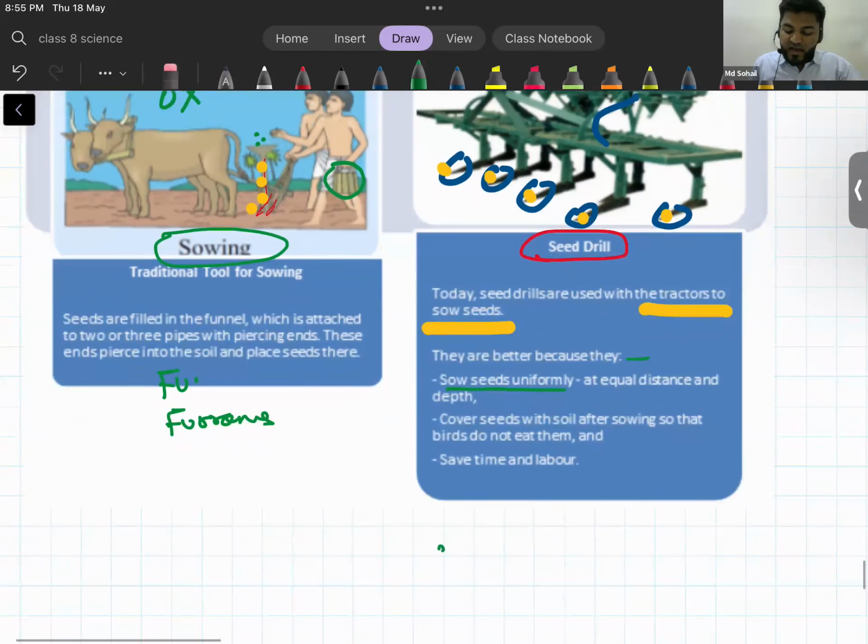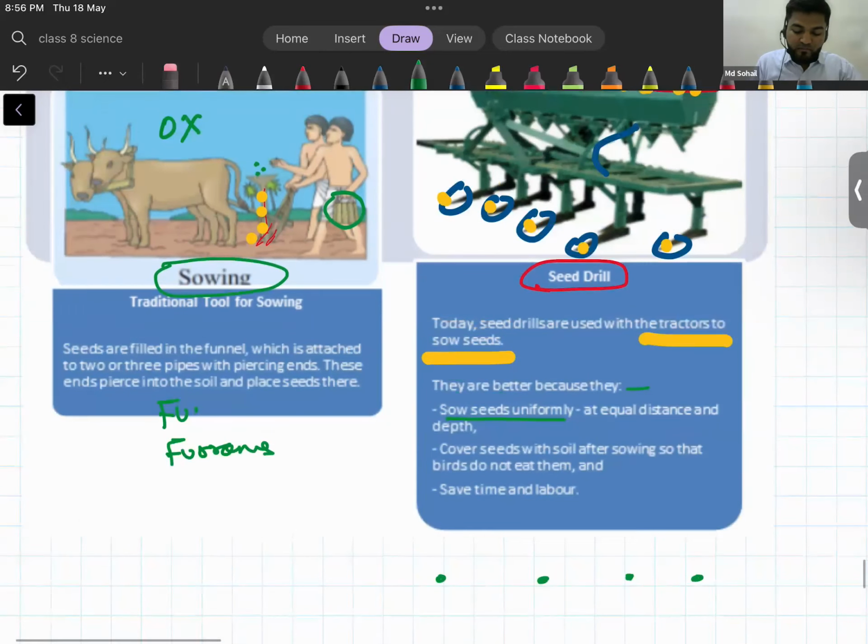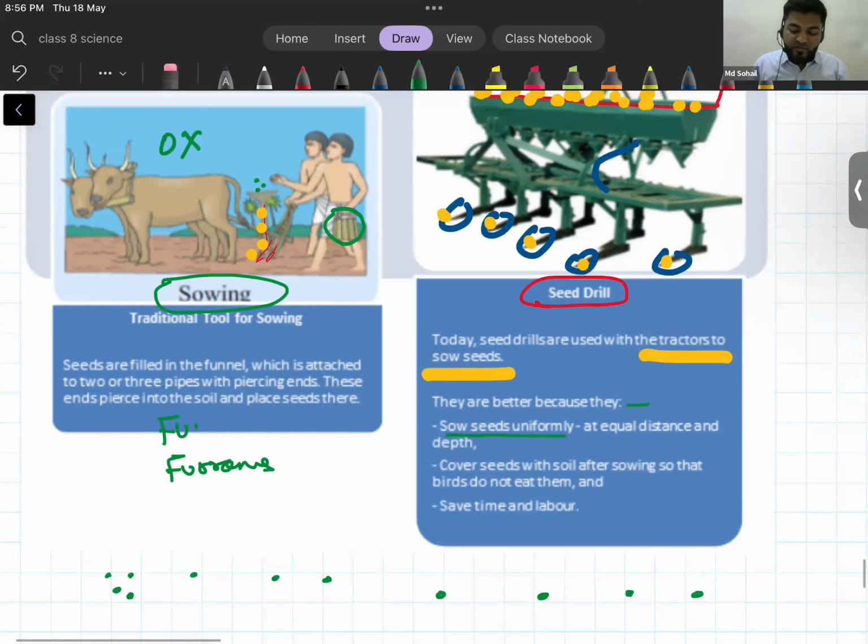Uniformly means at equal distances seeds are being planted into the soil. While in the case of manual sowing, seeds cannot be planted at equal distance. It might look like this, that so many seeds are planted on one side, and at some distance only one or two seeds are planted. So unequal distribution of seeds will be seen when you plant them manually.